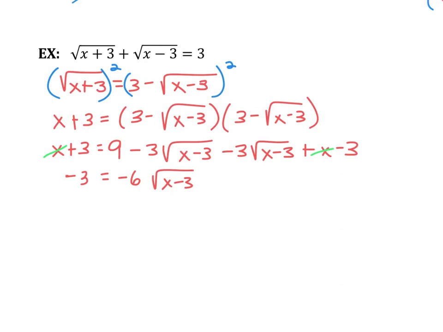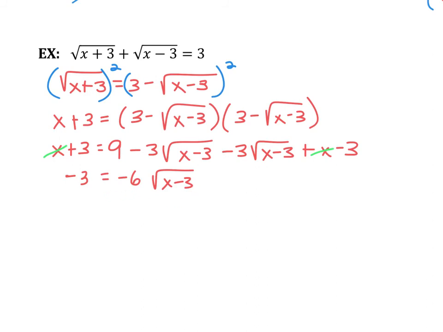Now here's where you have some options. You could divide both sides of the equation by negative 6 and get 1/2 over here is equal to the square root of x minus 3, and then square both sides of the equation. You could do that. Or you could go ahead and square both sides of the equation right now. If you don't want to work with the fraction, that's fine. You could square both sides of the equation right now because you have isolated this radical term.